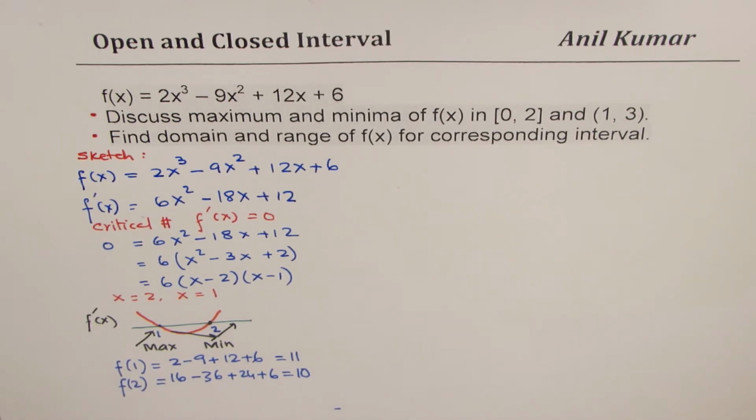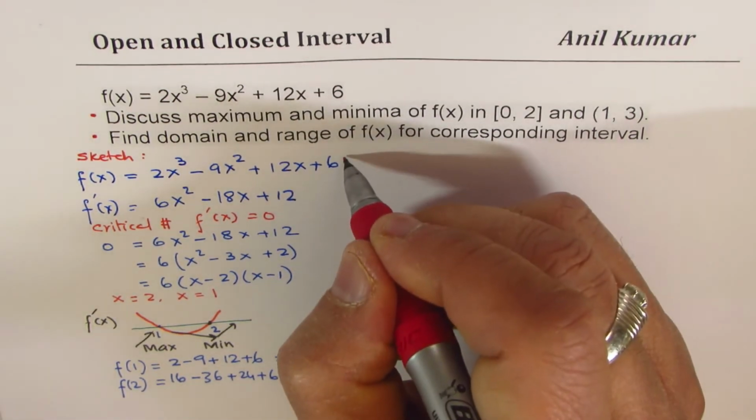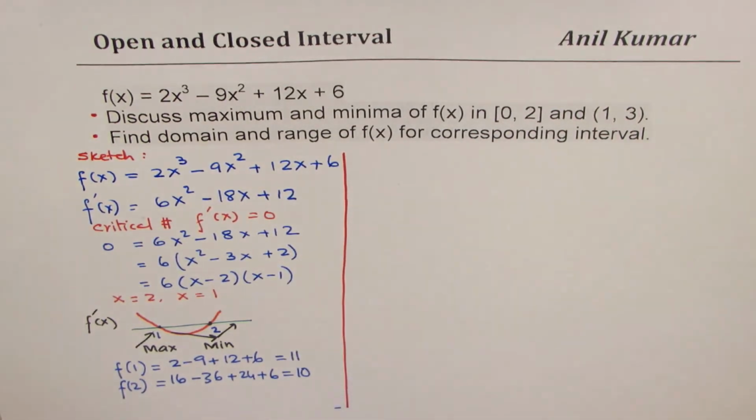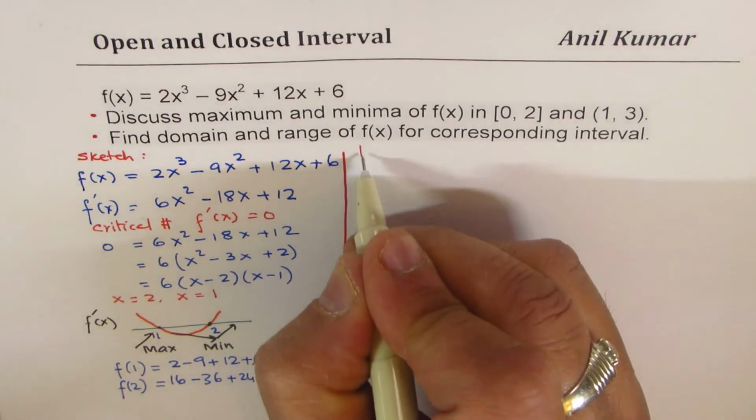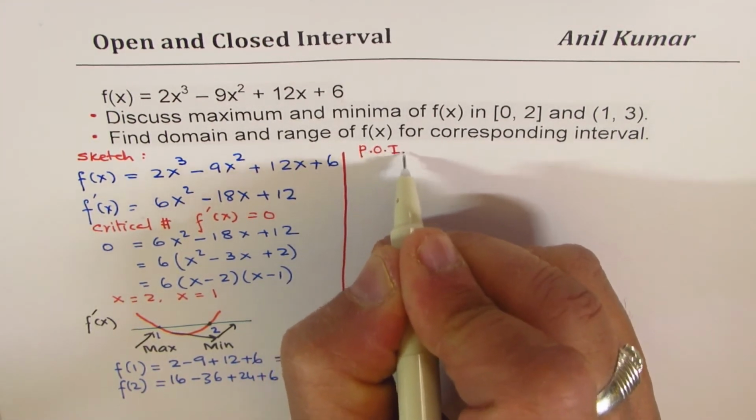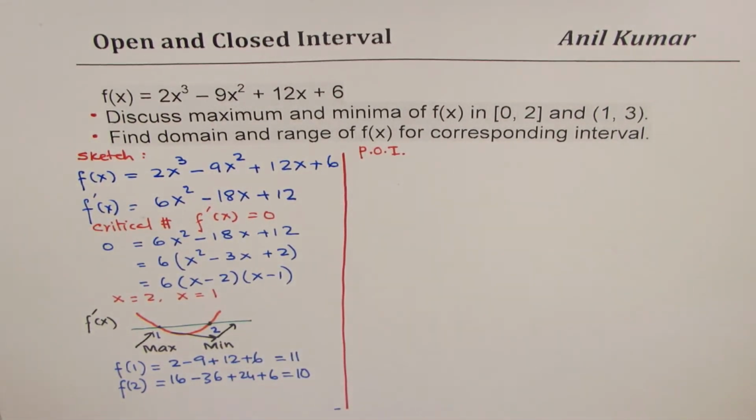Now let's try to find the point of inflection also. That's kind of critical, right? And then we will answer the questions. Okay. To find the point of inflection, what should I do? I have to find the second derivative, correct?